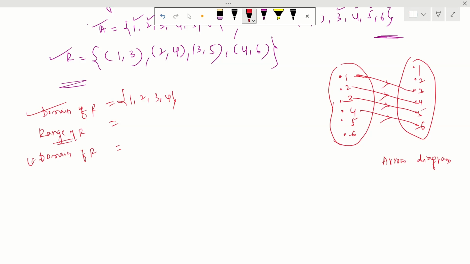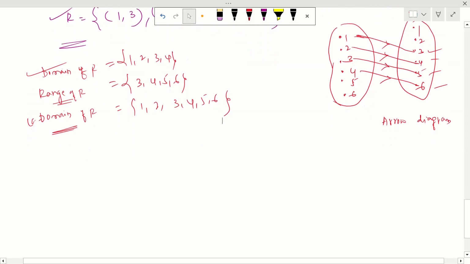And range is what? The second elements. The second elements 3 4 5 6 are matching. Codomain means all elements of the second set, so all elements we have to write here: 1 2 3 4 5 6. Okay, this is over. Now we are going to the next problem.